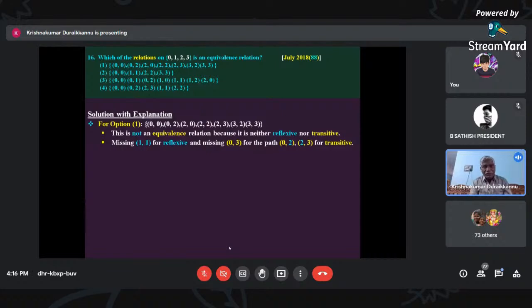So for option 1: (0,0), (0,2), (2,0), (2,2), (2,3), (3,2). Reflexive is nothing but (0,0), among the 4 elements.